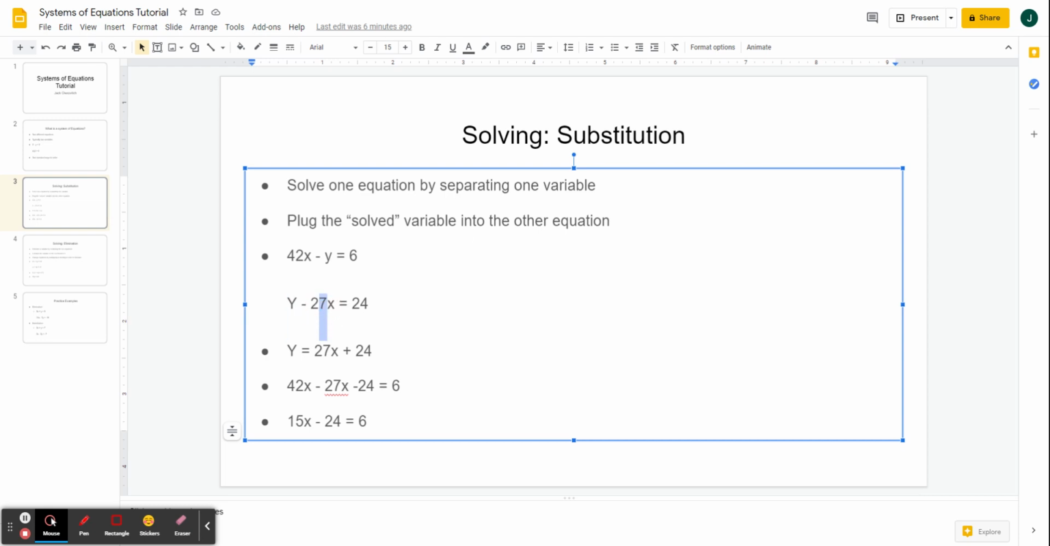27 times 2 is 54. And then we'll have that 78 minus 54, and that will bring us 24. So we know that we are correct.